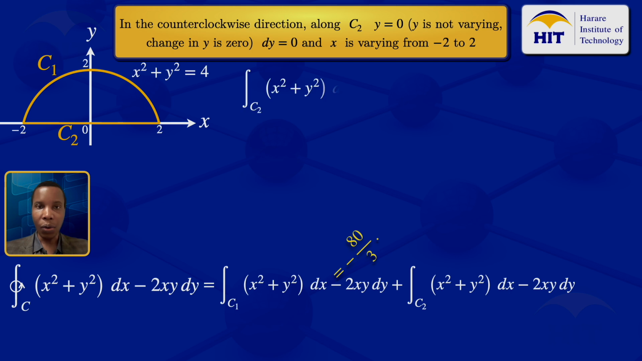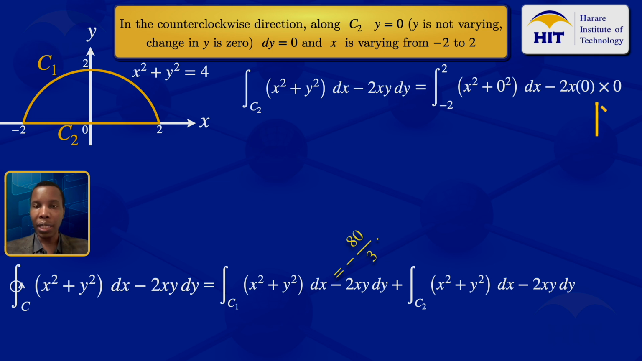So the integral along the curve C2 of x squared plus y squared dx minus 2xy dy will become the integral from minus 2 to 2 of x squared plus 0 squared dx minus 2x times 0 times 0. This part here, where we're multiplying by 0, just becomes 0. So we remain with the integral from minus 2 to 2 of x squared dx. The integral of x squared gives us x cubed over 3. And when you put in the limits, minus 2 to 2, it will give us 16 over 3. So the result for this part here is 16 over 3.